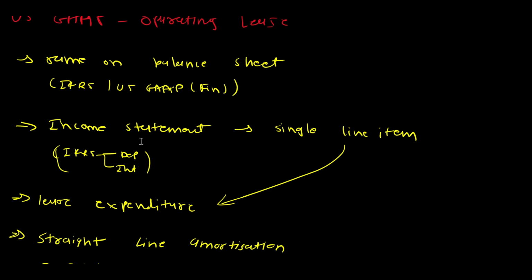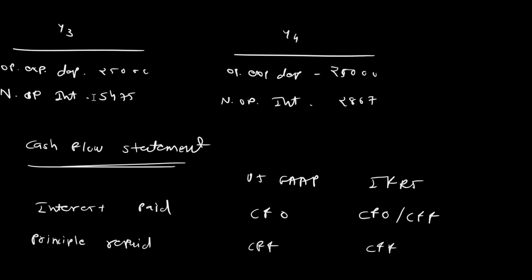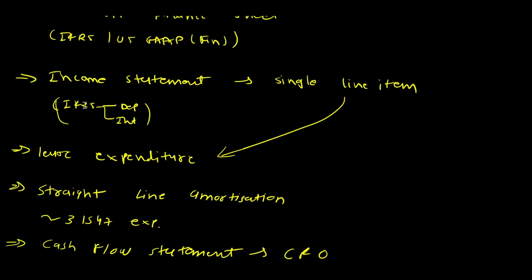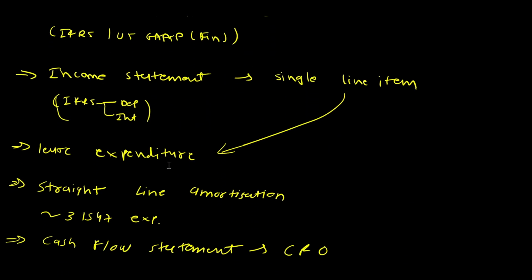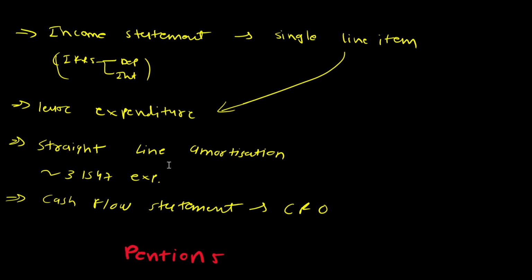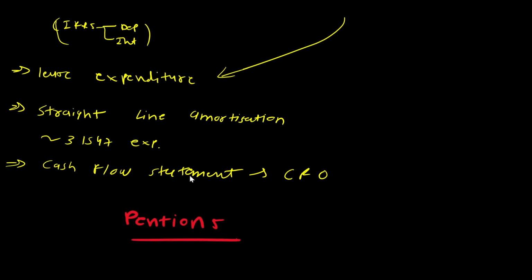Here, the income statement will bifurcate depreciation and interest, two line items. Here, you will show only one line item as a lease expenditure, and there would be a straight line amortization of the expense, for example 31547, and the cash flow statement would be CFO.